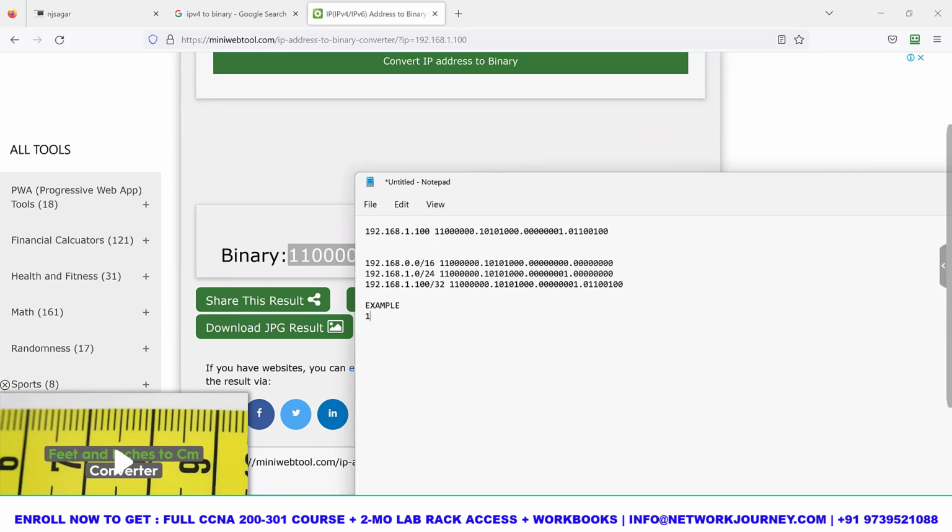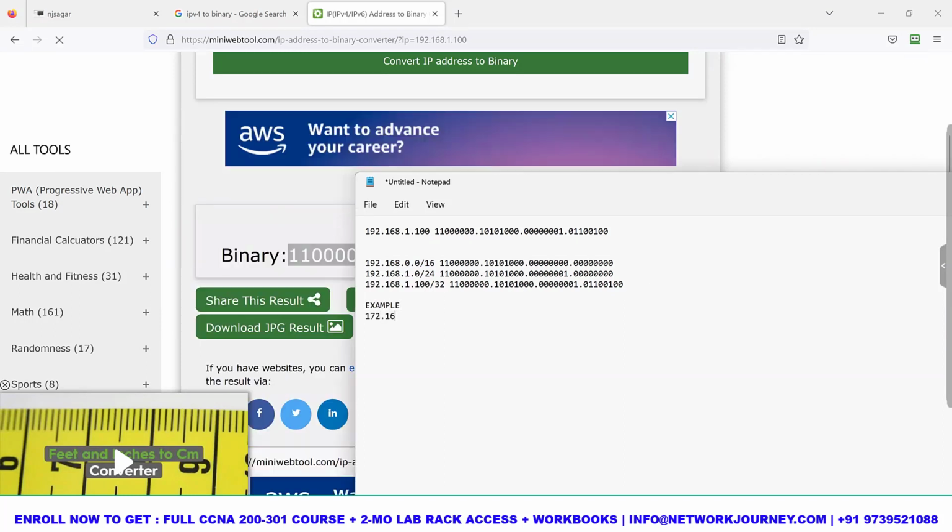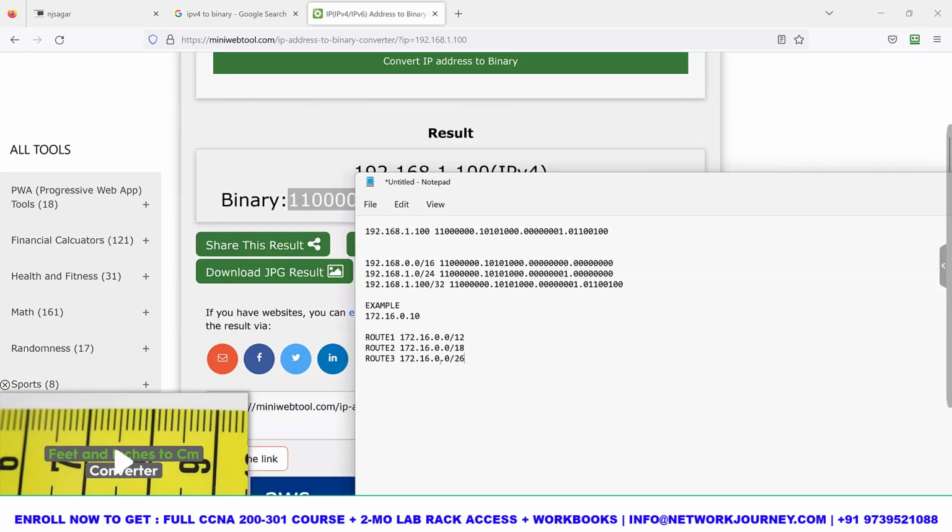The IP is meant to be 172.16.0.10, but you have route number 1 to be 172.16.0.0/12, route 2 172.16.0.0/18, route, okay, it's route, not router, route 3 172.16.0.0/26. You need to elaborate this.